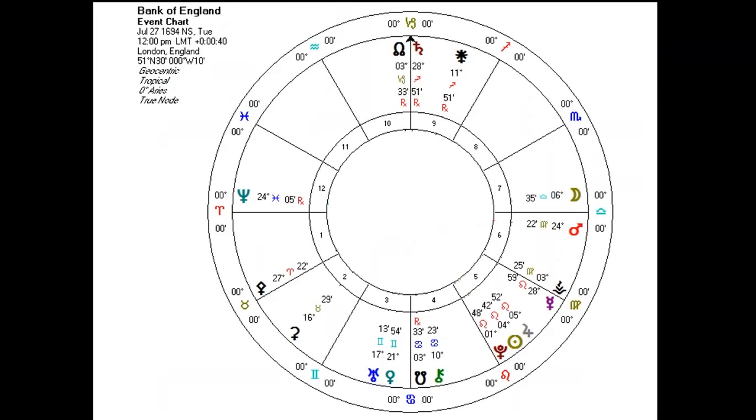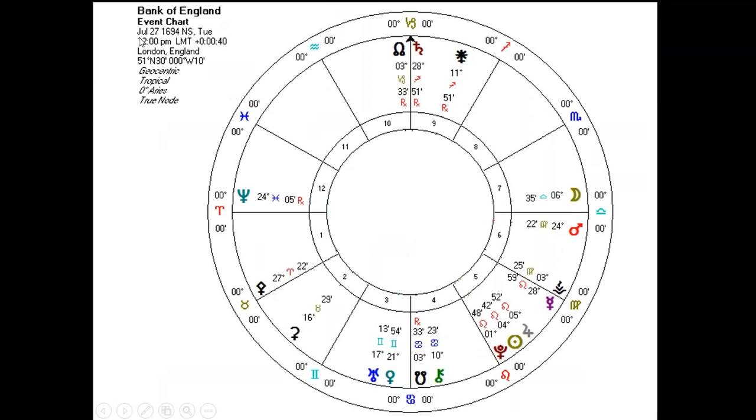Here's the Bank of England's chart for 12 noon, 0 degrees houses. Has a grand cross in the mutable signs with 5 planets here. Now, I did do a little bit of research on what they feel would be the time.